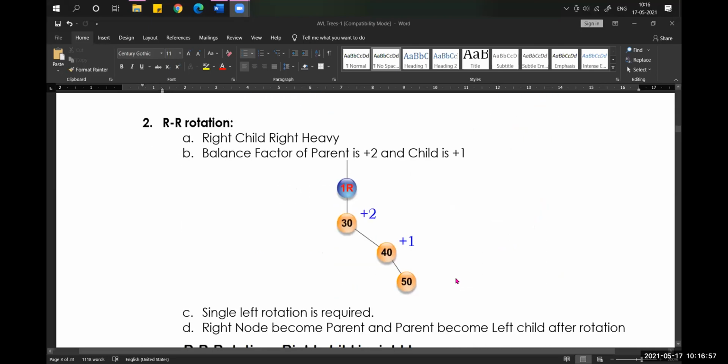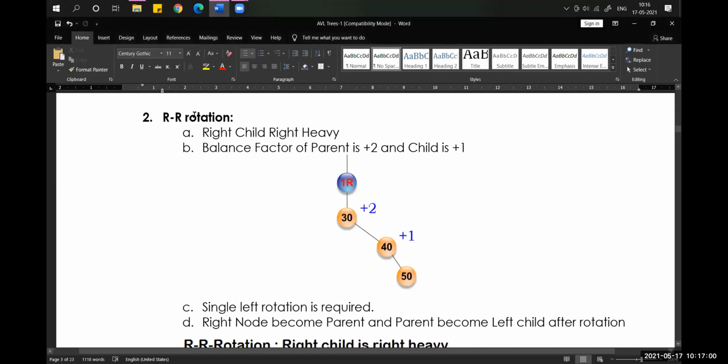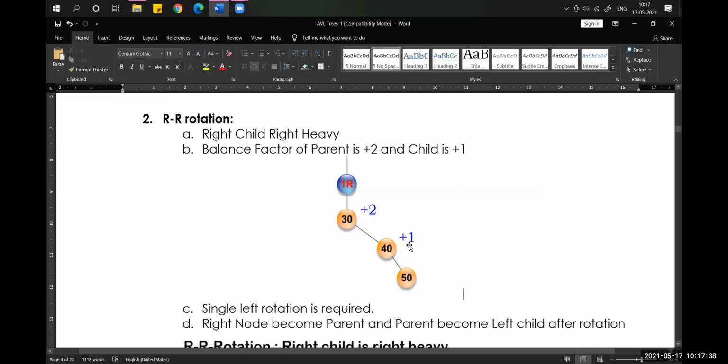Now look at the second one. What is this one? RR rotation. RR rotation means right child, right heavy. On the right side the nodes are more. So this is the RR rotation. When RR rotation comes, which side do we have to move? Let's check here. The balance factor of the parent is -2. Whenever you are taking the RR rotation, how can you find it? The balance factor is equal to -2, and the child is +1.